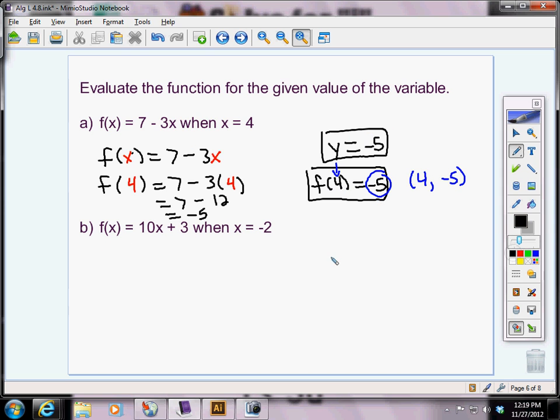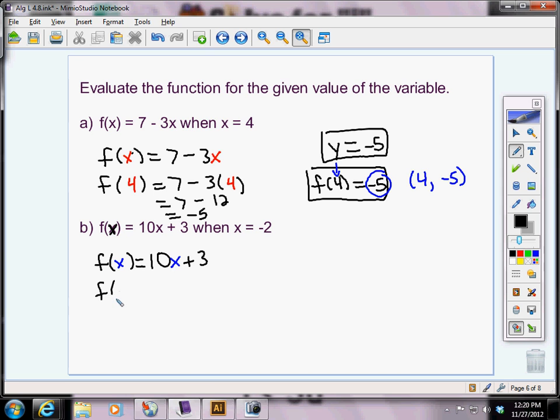Look at part B here. We want to know what f of x is. F of x equals 10x plus 3. Okay, so we're going to say f of x equals 10 times x plus 3. And it wants us to do it when x equals negative 2.